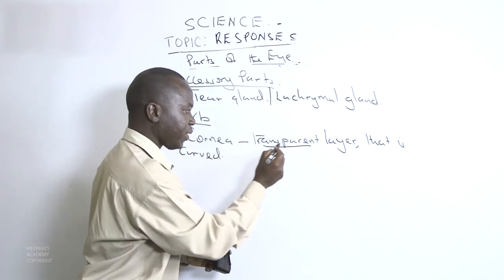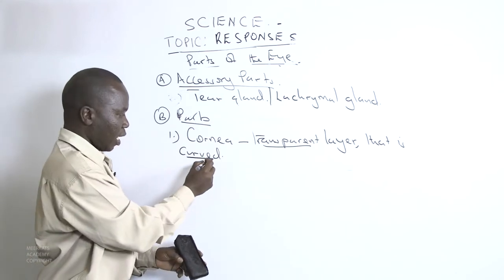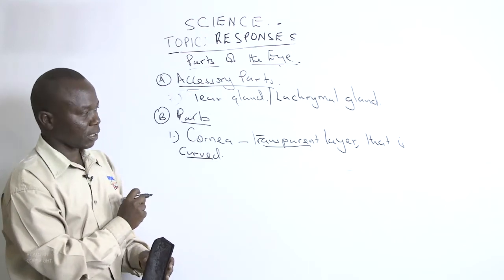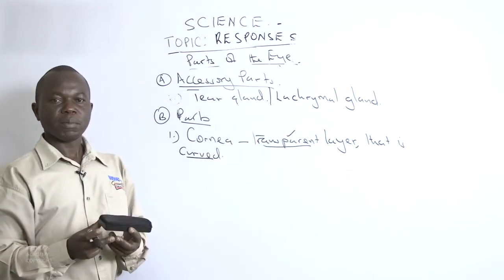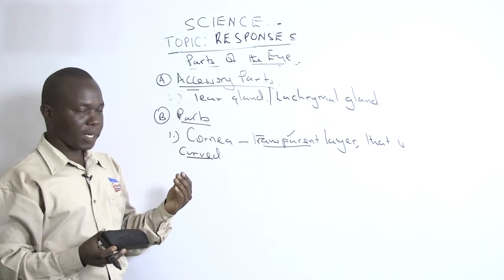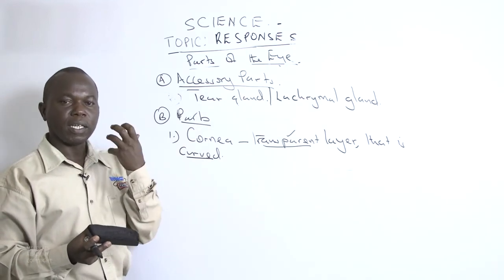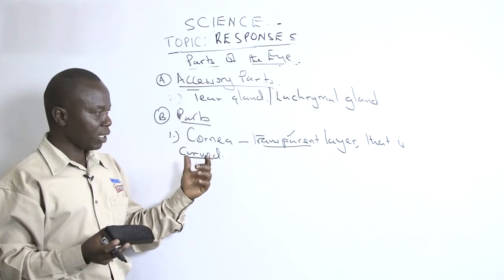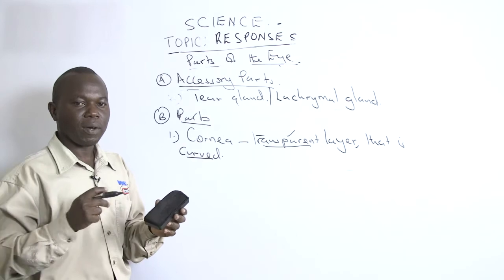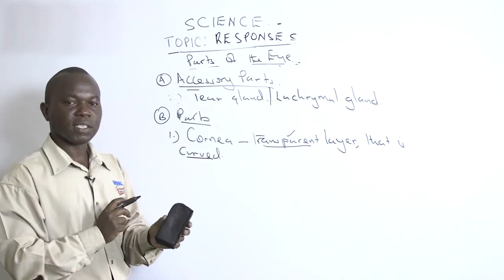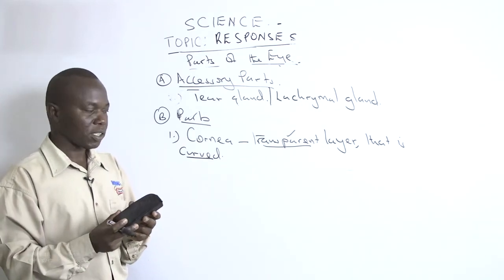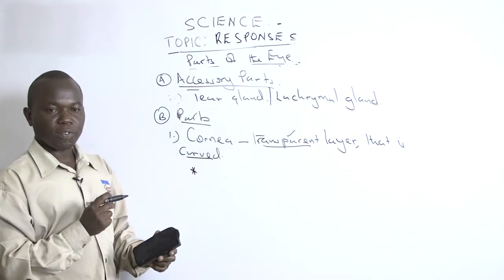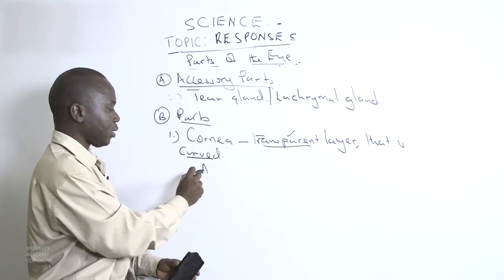So I'm emphasizing two features: curved, that is, it has a curved surface, and transparent. Being transparent allows light to pass through it so that it can reach the inner parts of the eye. And then also being curved: when a surface is curved and can allow light to pass through it, it increases the refractive index for refraction of light.